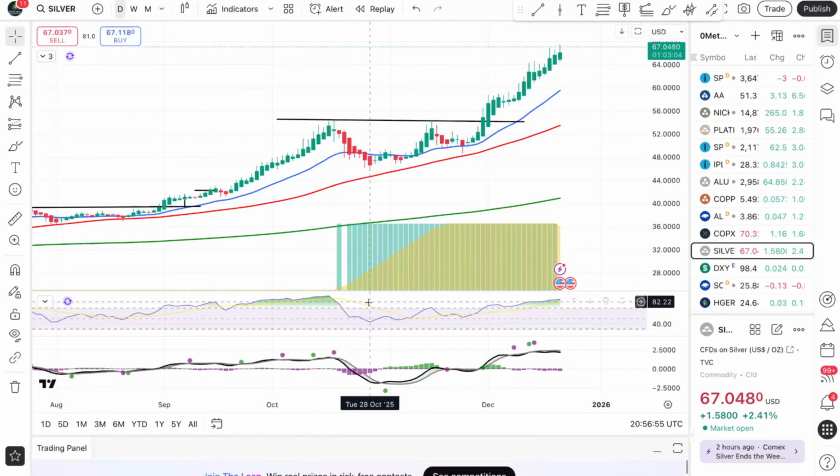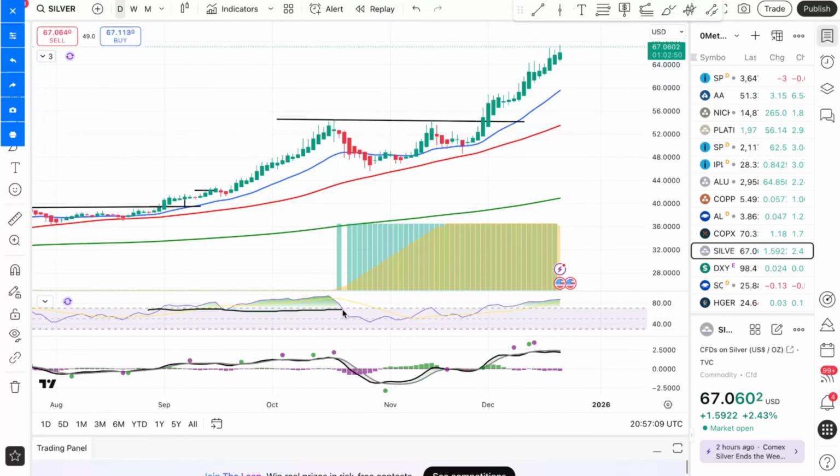I mean, if you see the strength on the MACD, look at how overbought it's been the whole time. So you can see the line here, and it continues to be overbought for ages. So it's possible that the price just continues higher.